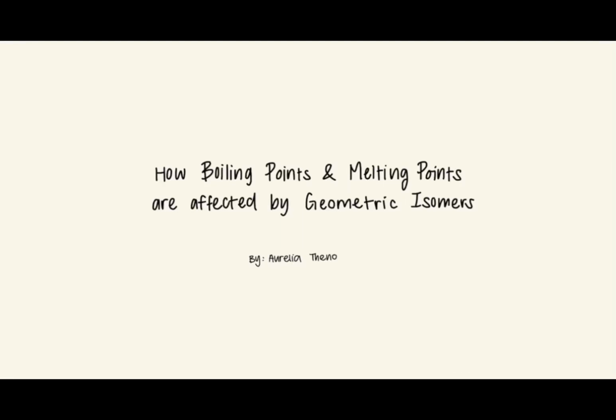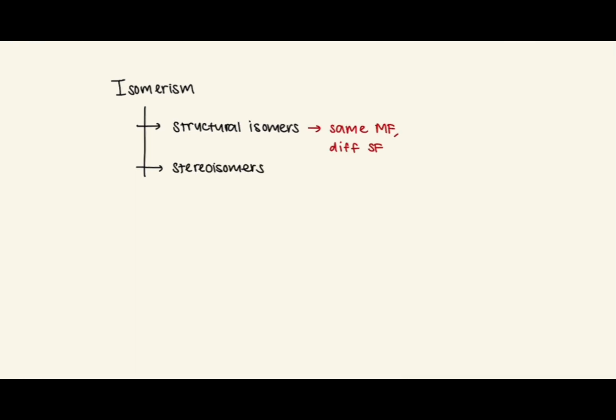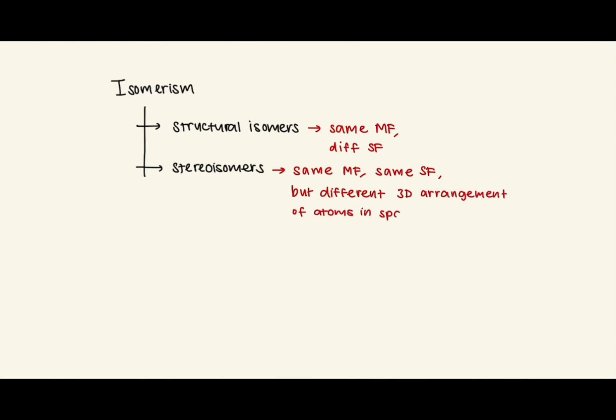Hi everyone, in today's chemistry video, we are going to talk about how boiling and melting points are affected by geometric isomers, also known as cis and trans isomers. So, under isomerism in organic chemistry, there are two things: structural isomers and stereoisomers. Structural isomers are isomers that have the same molecular formula but different structural formula. Meanwhile, stereoisomers are isomers that have the same molecular and structural formula but different 3D arrangement in space.